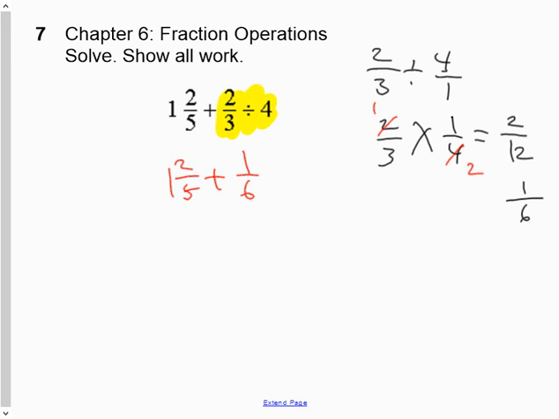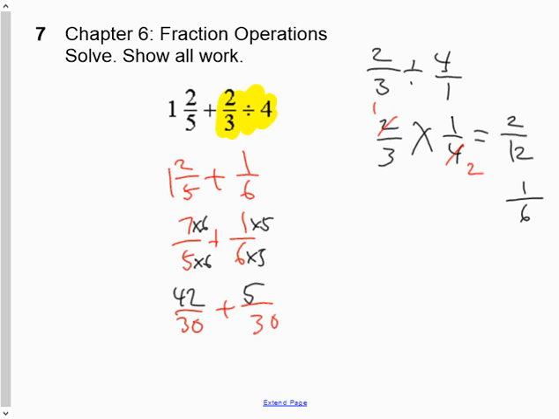Now that we have this down to just addition, we have a mixed fraction plus a regular fraction. Your options are you can add the whole numbers together and then add the fraction parts together and combine them. Or what I always like to do is just rewrite them as the sum of two fractions, either proper or improper, and I ignore mixed fractions altogether. So 1 2/5 and 7/5 are equivalent. Now that we have that, find our common denominator of 30. Create our equivalent fractions of 42/30 and 5/30. Now that you have the common denominator, add your numerators together and keep your denominator.